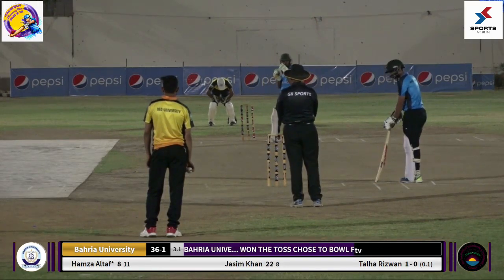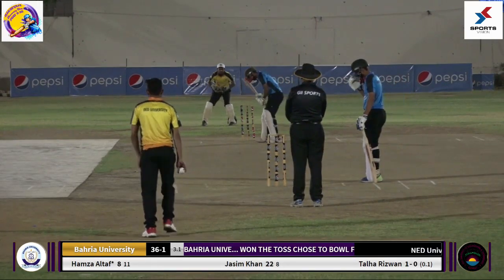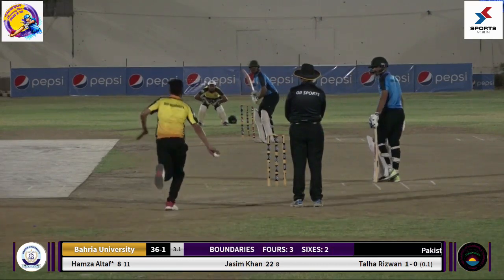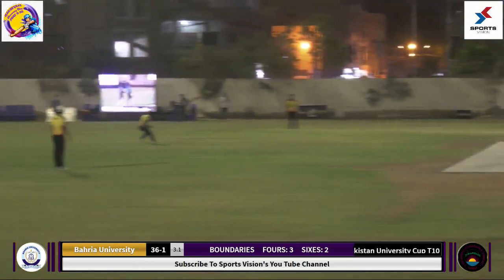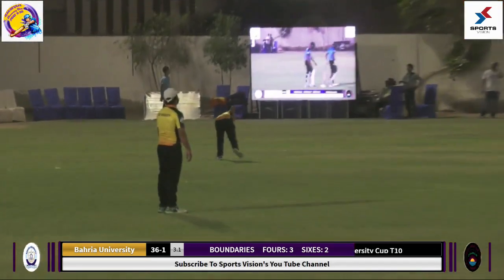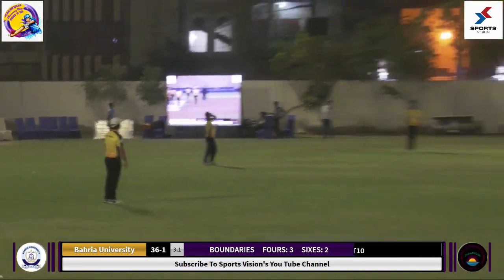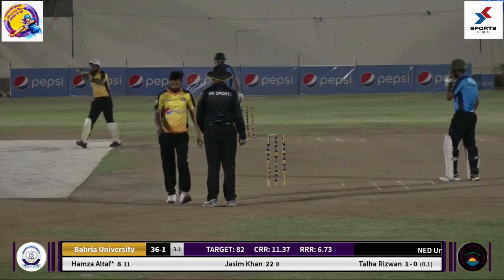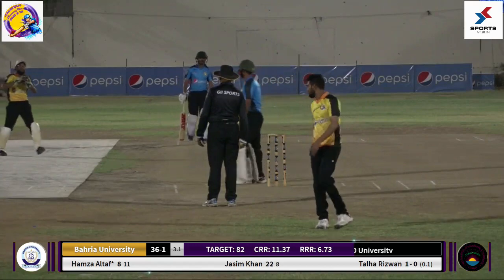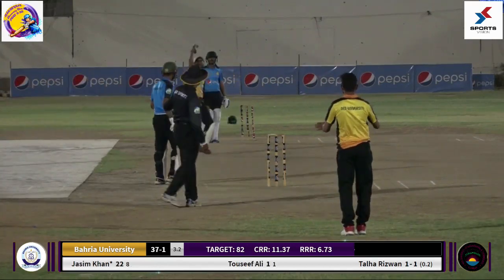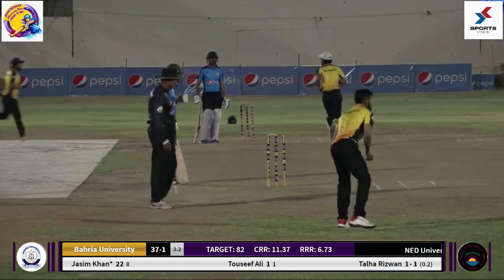Short third man, backward point, cover, the deep cover, long off, long on, deep in wicket. Nicely played, could be, oh, it's a fumble. This could have been tight, but a fumble at the backward point allowed both the batsmen to take comfortable singles. And Tala Rizwan has conceded a run now, and also Tawseef is off the mark.